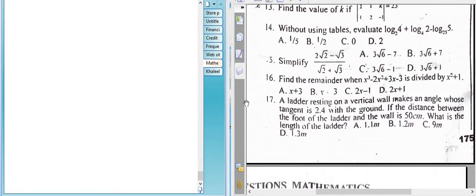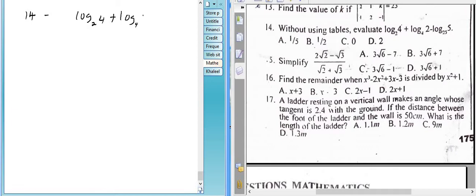Okay, so question 14 says without using tables, evaluate. So we are to evaluate log base 2 of 4 plus log base 4 of 2 minus log base 25 of 5. So remember, this is logarithm.